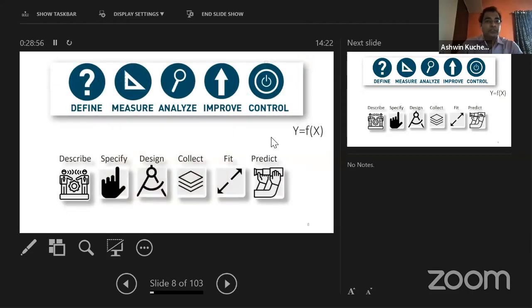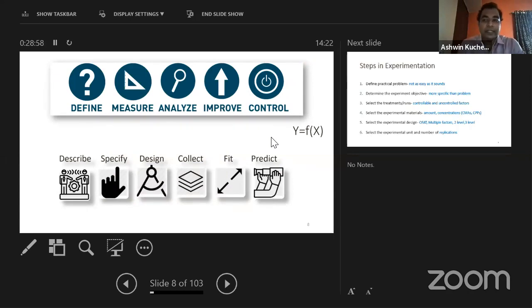Before discussing this, there are different models or tools from Six Sigma, which say that the DMAIC methodology or DMAIC tools need to be followed. Six Sigma says define, measure, analyze, improve, and control. This is the general flow. But when we go into design of experiments, we need to follow: describe, specify, design, collect, fit, and predict. So these are the different tools we need to follow.